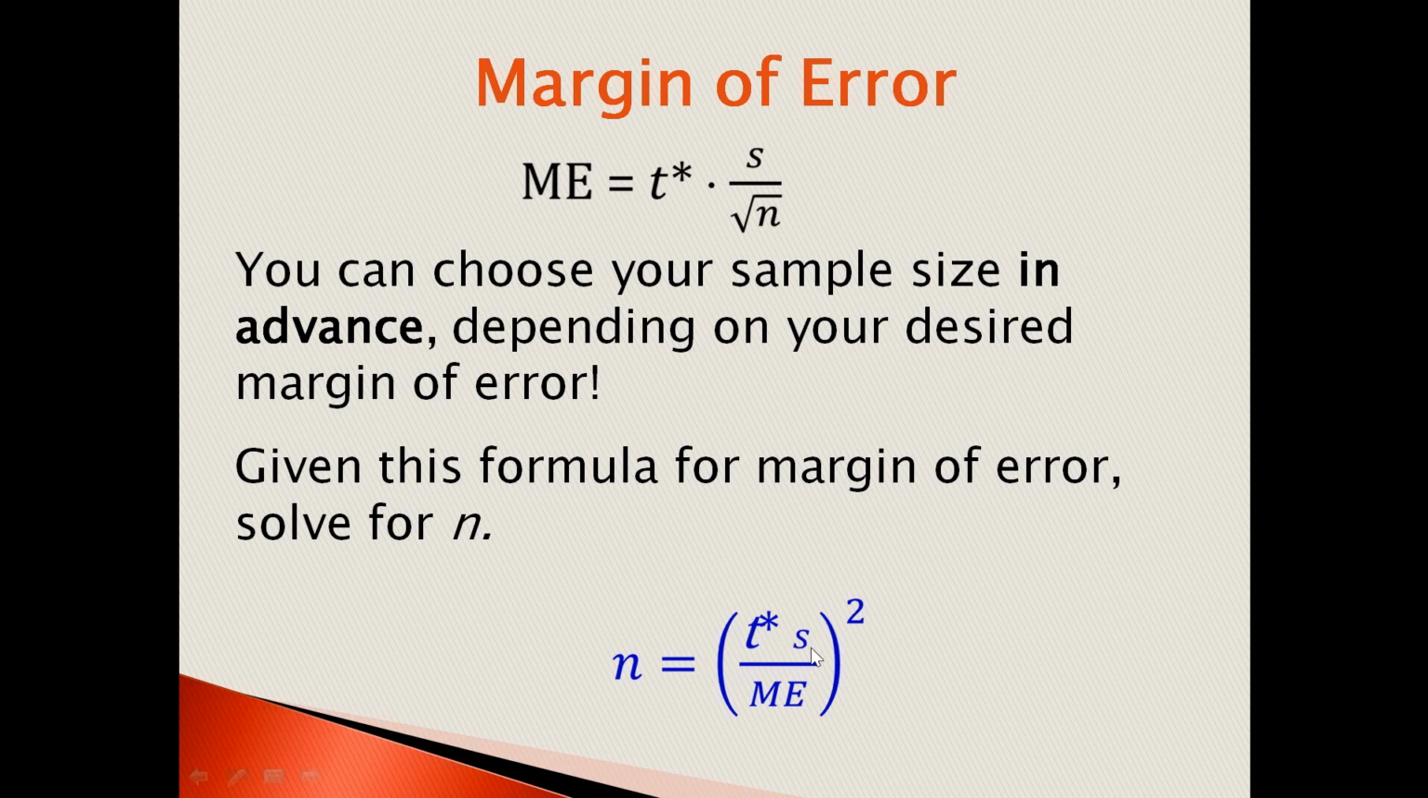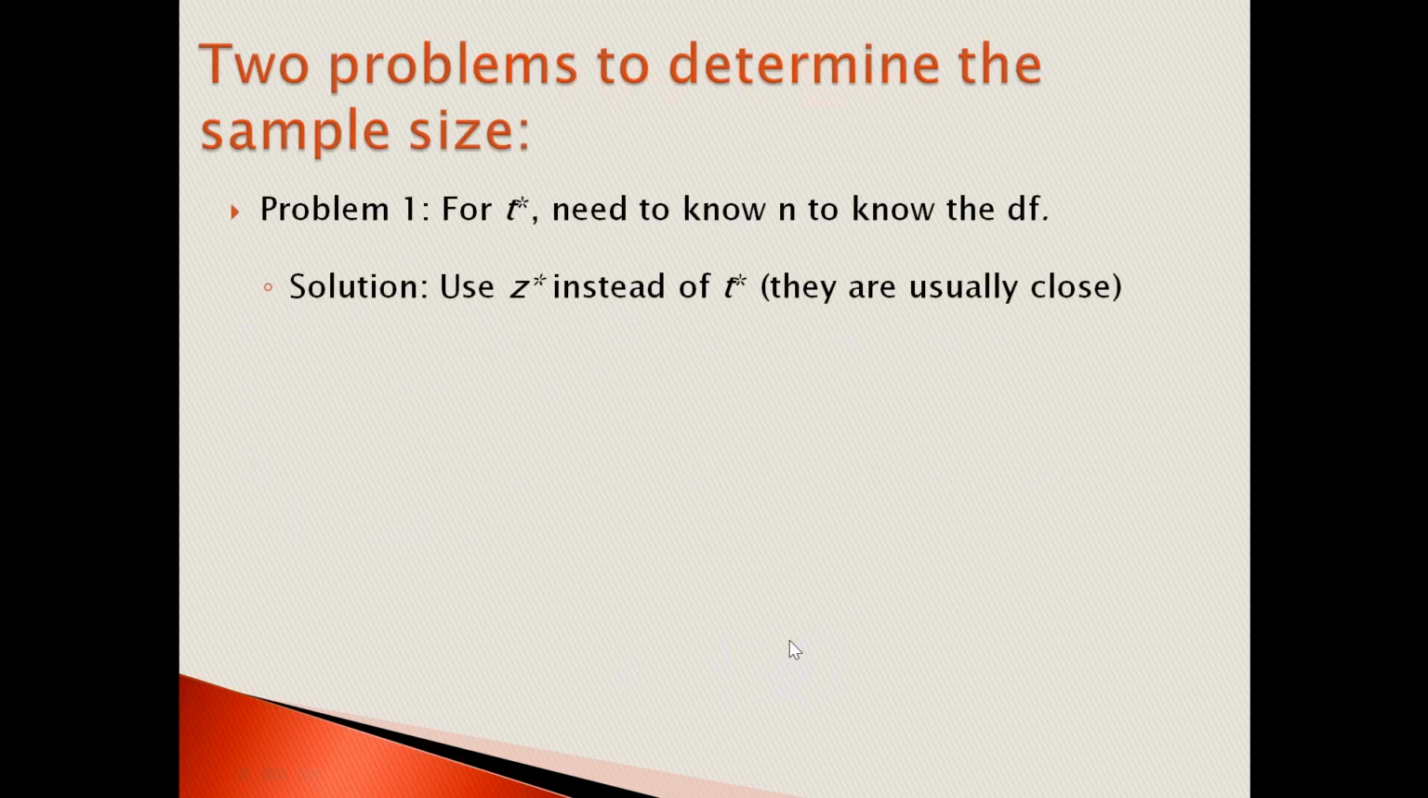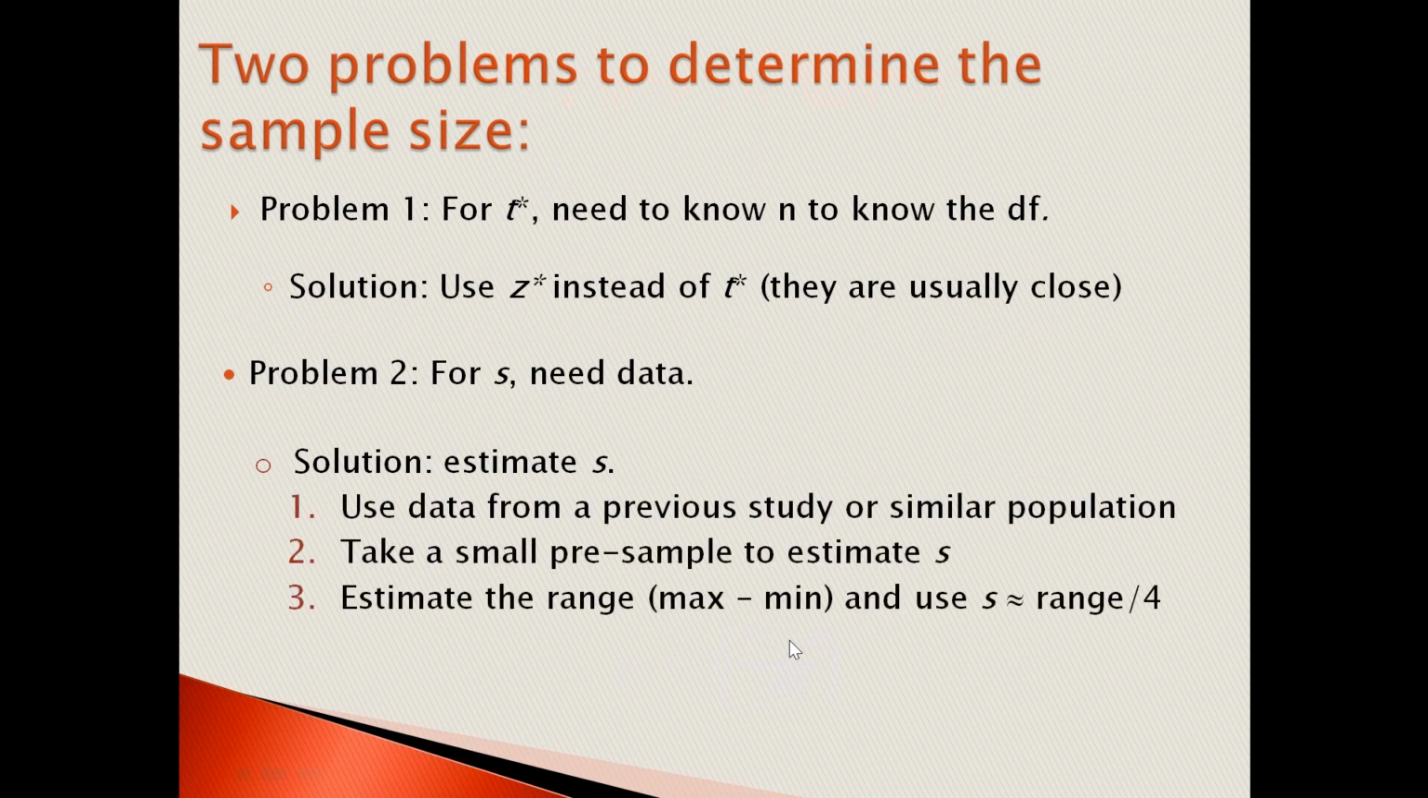The other problem that we might face is this value S. Again, S is the standard deviation of the sample. So if we still don't have a sample, since we're trying to figure out how many cases we need to collect, how can we have the standard deviation? So to solve this problem, we can use one of the following four solutions.